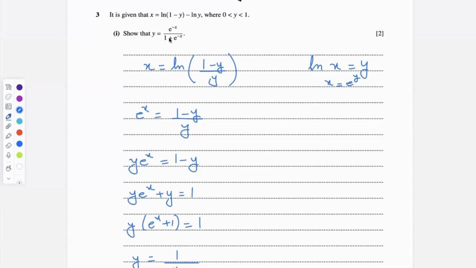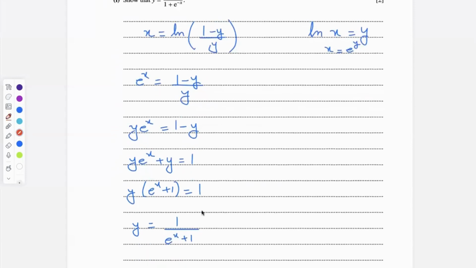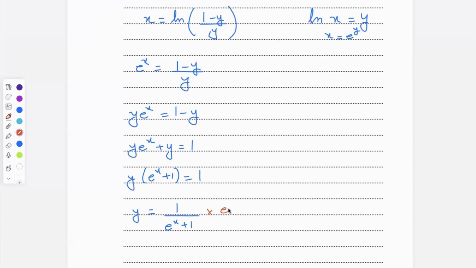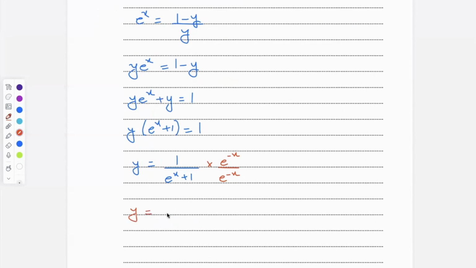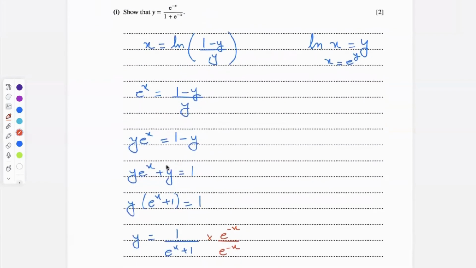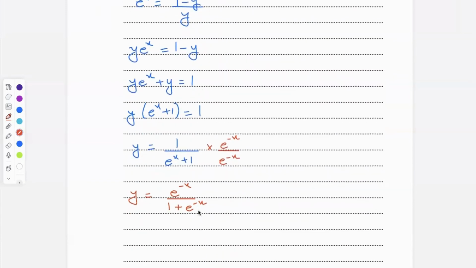However, as the expression said, e power minus x upon 1 plus e power minus x, we need e power minus x in the numerator. So what we can do is multiply and divide by e power minus x in the numerator and the denominator. The numerator will become e power minus x, and then e power x into e power minus x will become 1, and 1 into e power minus x will become plus e power minus x, which was the expression we needed: y is equal to e power minus x divided by 1 plus e power minus x.